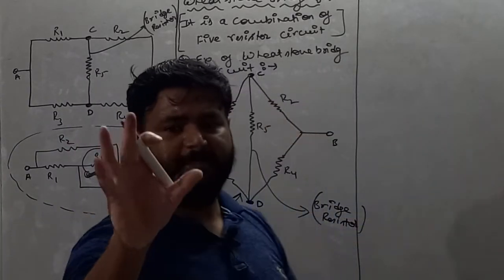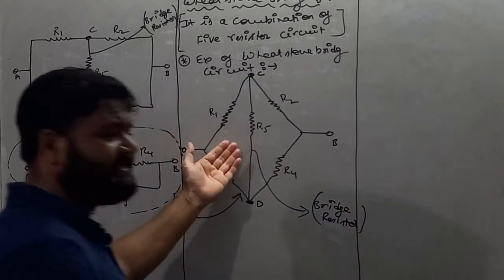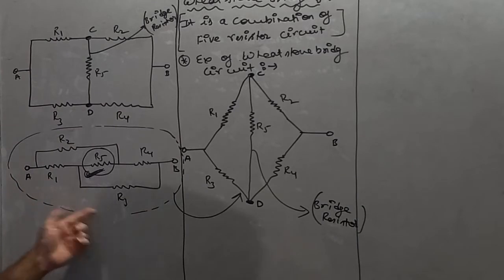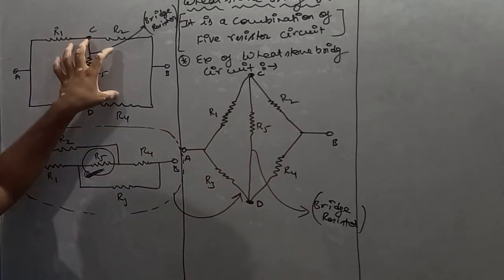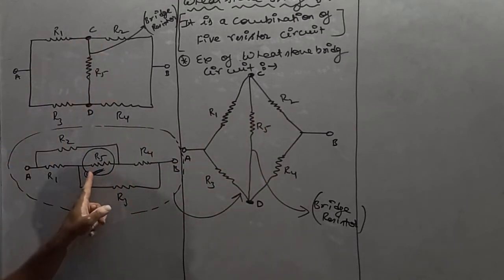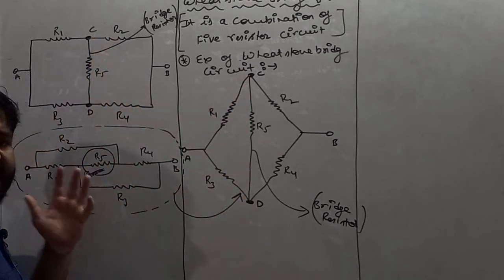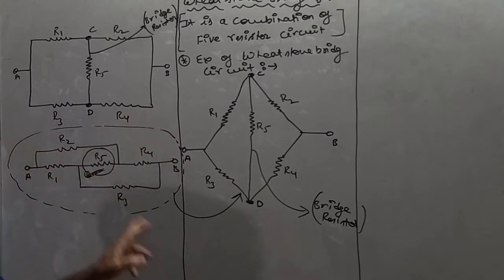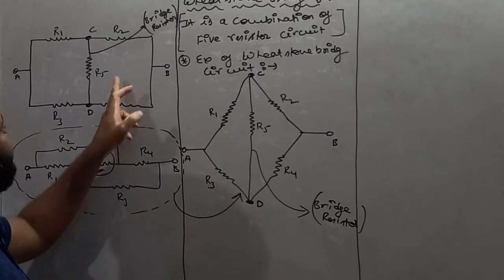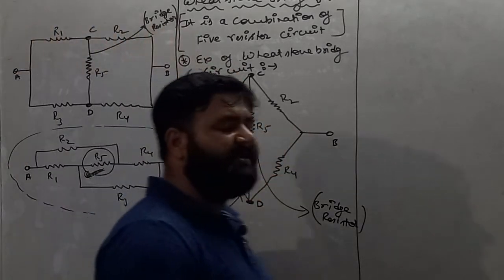Remember this thing. So, conclusion: a combination of 5 resistors, either in this form or this form. If the circuit looks like this type, then first convert this circuit into this form. And remember one thing, this second resistor must be the bridge resistor. If you have this kind of circuit in a question, first of all you have to convert it into this form or this form, then you have to solve. So this is all about the Wheatstone bridge.